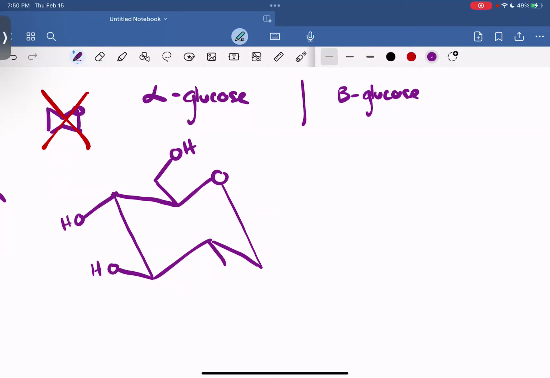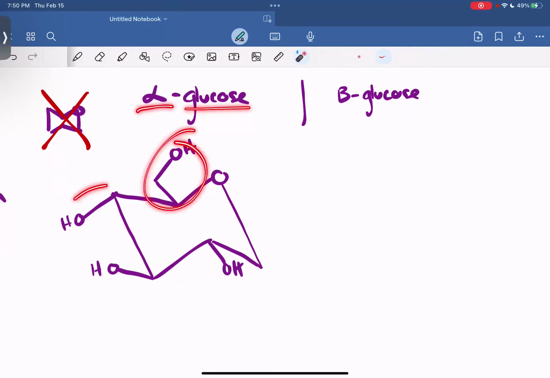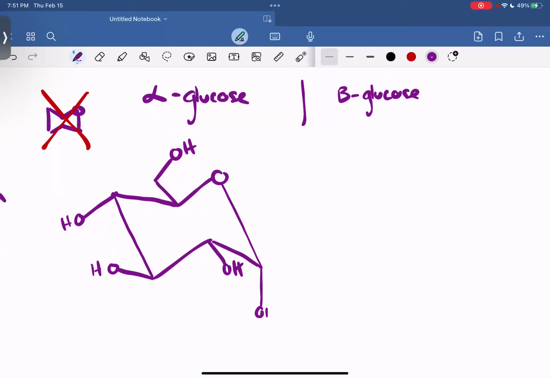so we're drawing alpha glucose. Alpha glucose has all of these alcohols in the equatorial position. Alpha means that the anomeric carbon, the alcohol coming off of it, is going to be in the axial position, which is either up or down. And in this case, it's down because it's carbon number 1. Okay.